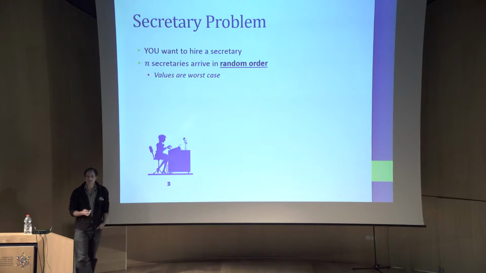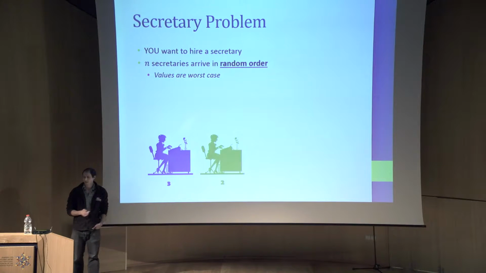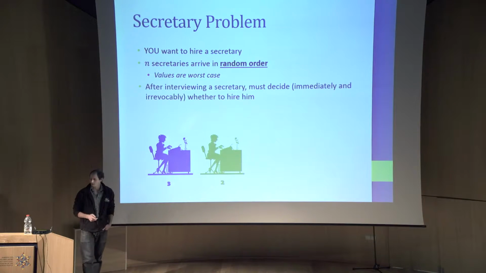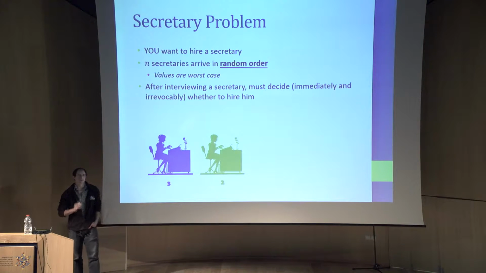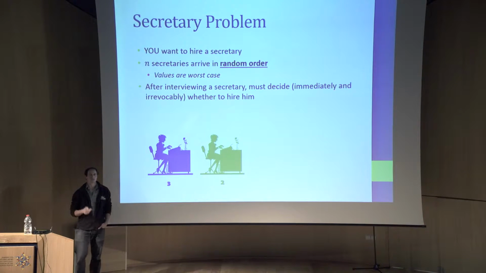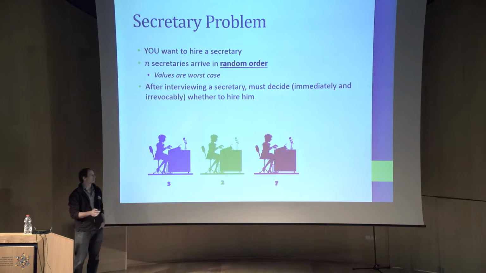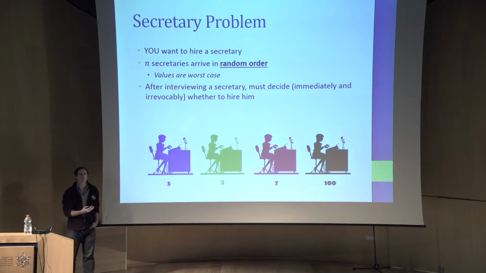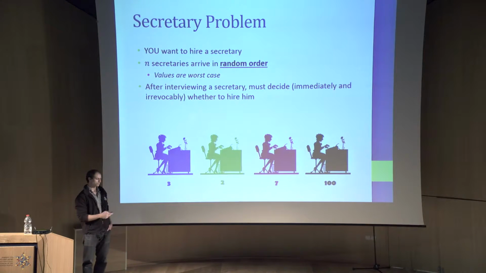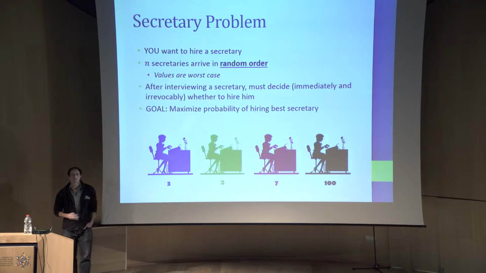So the blue secretary arrives, you say, okay, no, 3 is maybe not enough. Green secretary arrives, 2 is not enough. They arrive online, and for each secretary you must decide immediately whether you want to hire the secretary or wait for a better secretary. So blue, green, we waited for a better secretary. The pink secretary arrives. You say, oh, 7 looks like a reasonable value, but you really made a mistake because you should have waited for the black secretary who's worth 100. So your goal is to maximize the probability of hiring the best possible secretary in hindsight.